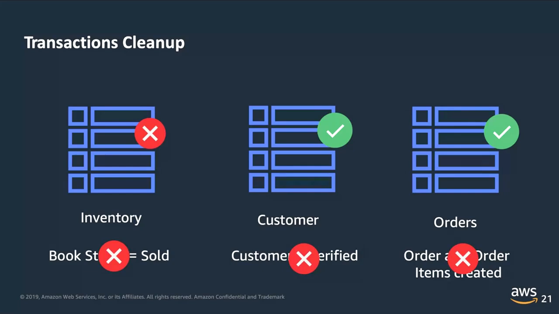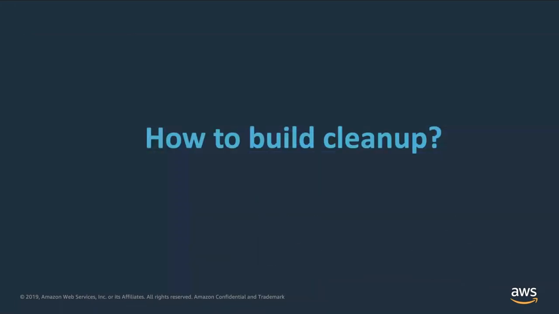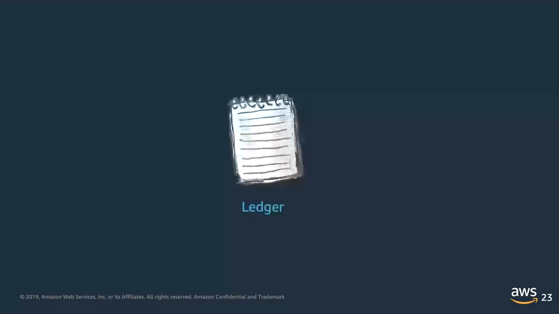So all right, it started to sound complicated. Okay, now I need to figure this out. How do I do this? Now if you think about it, how would you build cleanup logic? A standard way to build this cleanup logic is, instead of executing the operation right away, you store that in a separate table or a separate ledger where transactions are first written and then they are asynchronously executed.